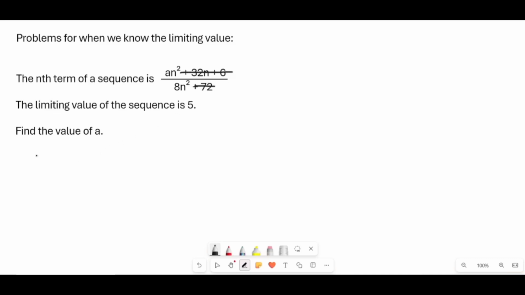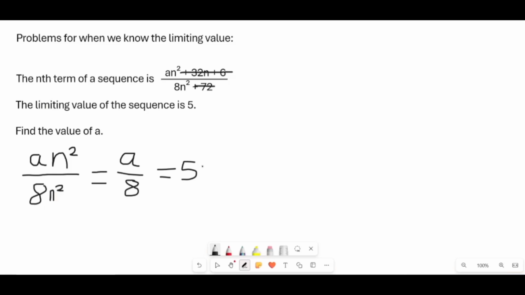And so we know that an squared over 8n squared is going to be 5. And I'm just going to remove the n squared just to make it nicer. And from here, you can just tell that a is 40, and that will be your answer.